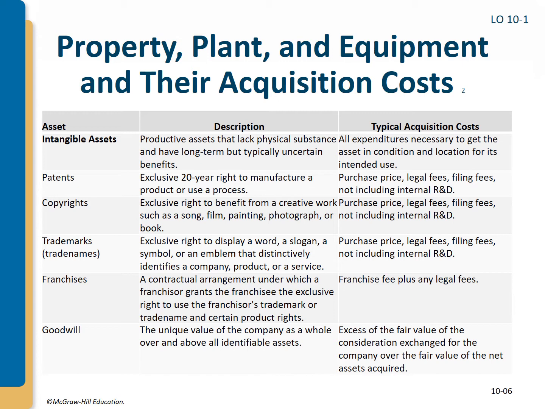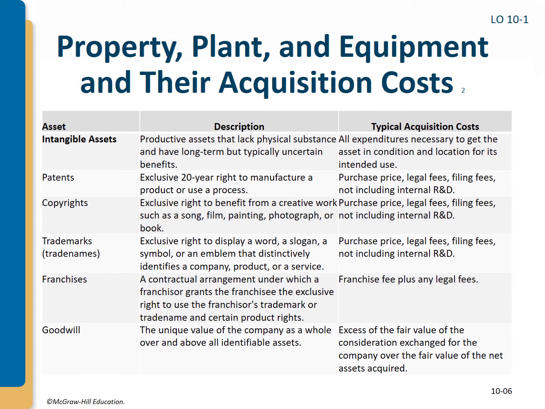Copyrights, these are usually for artistic creations. Again, purchase price, legal fees, and filing fees. So if you created the book, normally you're just going to have legal fees because you're going to ask a lawyer to apply for a patent or a copyright, and then any special filing fees you may have to pay to have the copyright. But if you buy the copyright, now you're including the purchase price. Trademarks protect a slogan, symbol, or an emblem. Again, same type of costs.